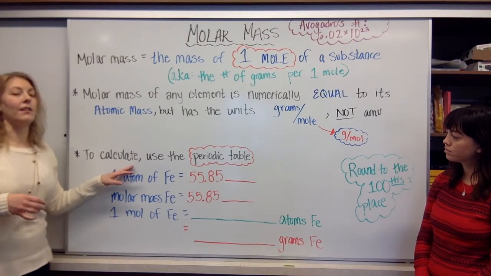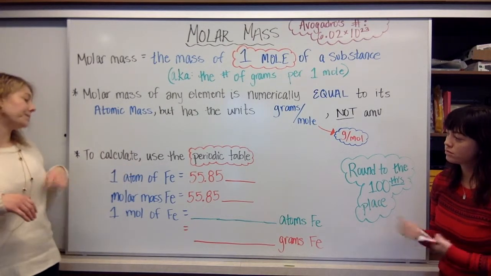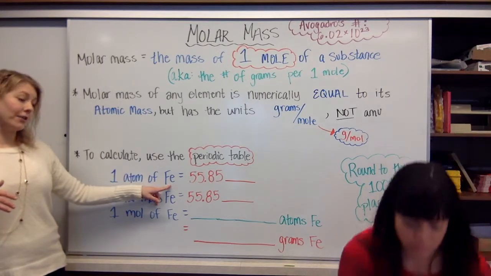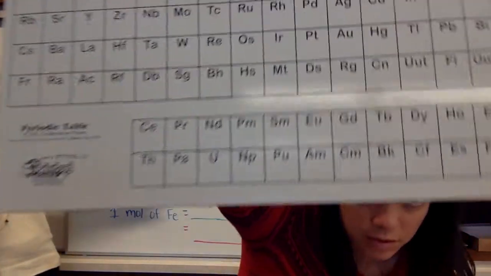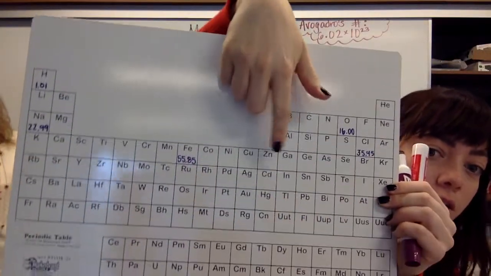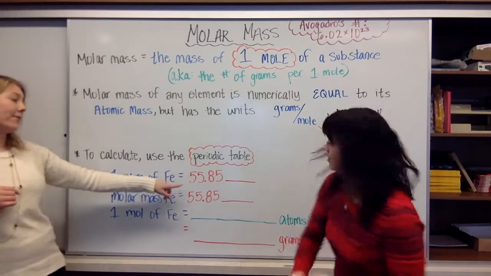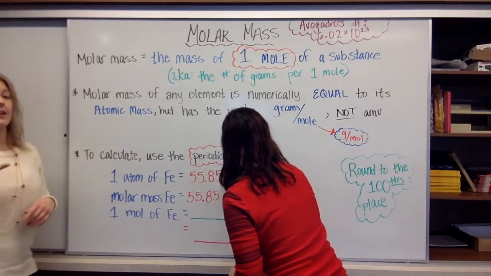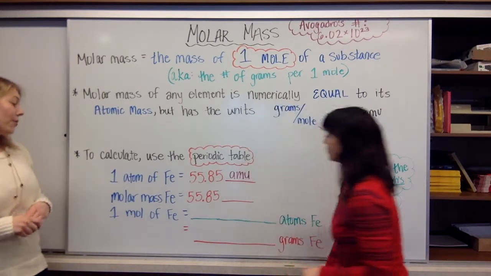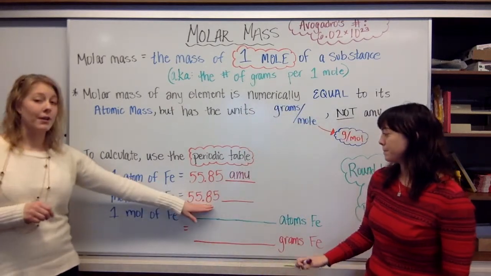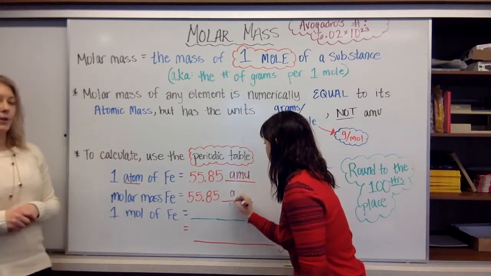Right, so when we're calculating this from the periodic table, it's actually quite simple. We know from the periodic table, from what we've seen, that 1 atom of iron, right, we're looking at iron right there, is 55.85 AMU. So 1 atom of iron is 55.85 AMU. The molar mass of iron is the same number, but the unit is going to be different. It's going to be grams per mole.